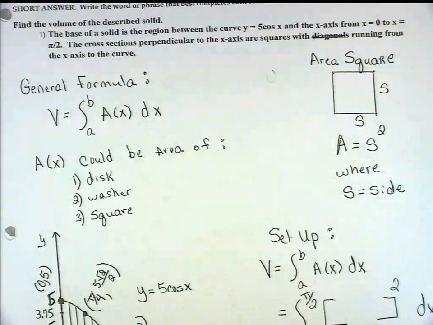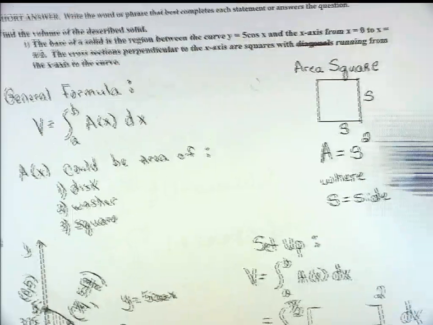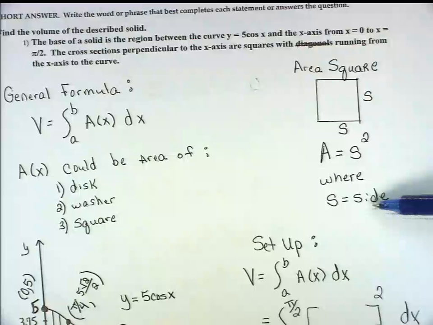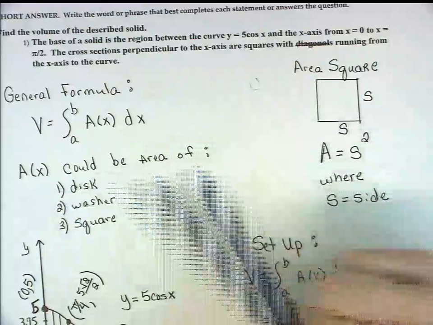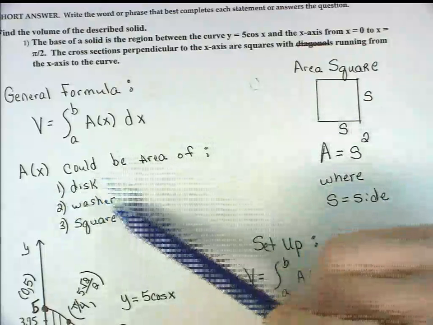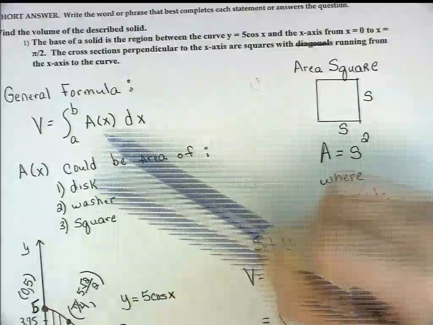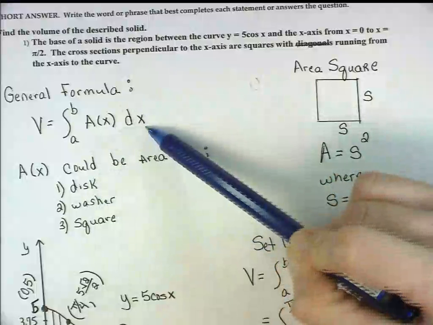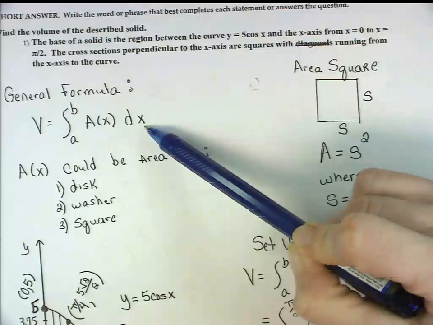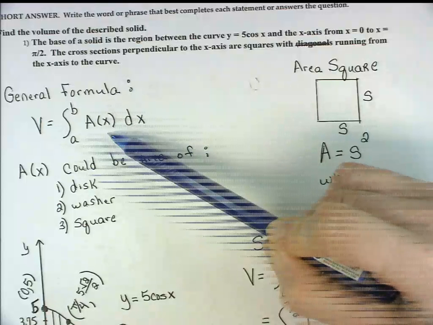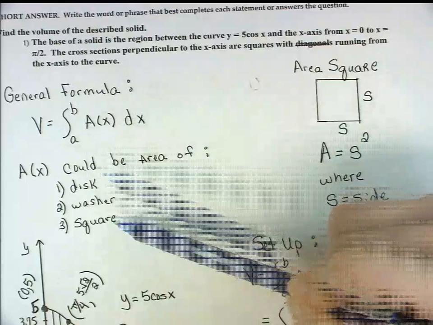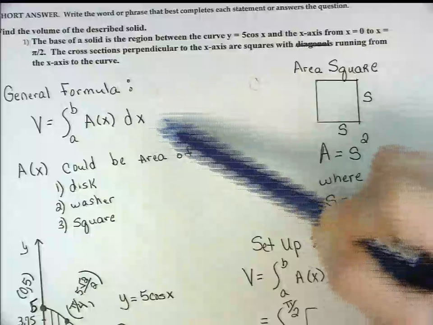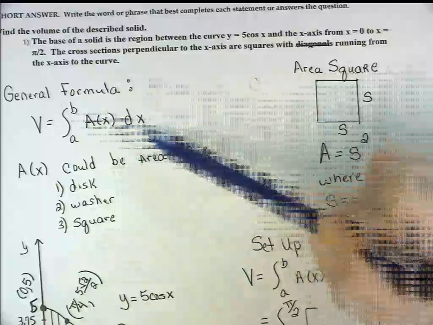The cross section is a square. So I reviewed on the side that the area of a square is side squared, where S equals the side. When it's a disk or washer, and we're integrating with respect to x, the axis of revolution is the x-axis. If the axis of revolution is the y-axis, it's going to go from C to D.